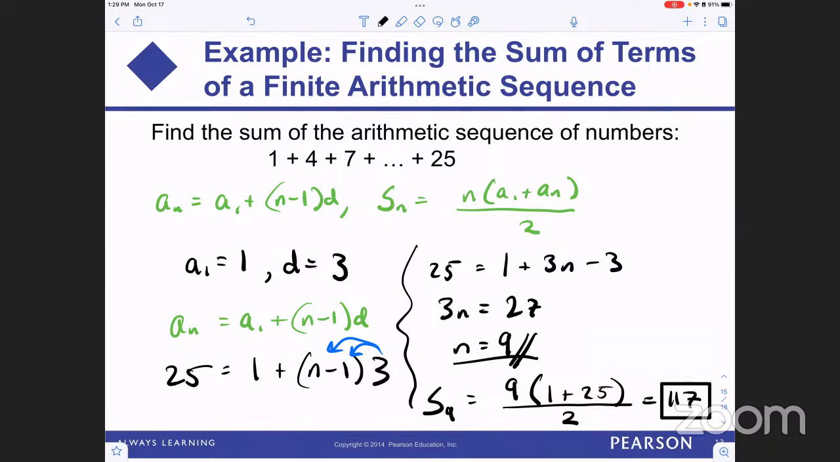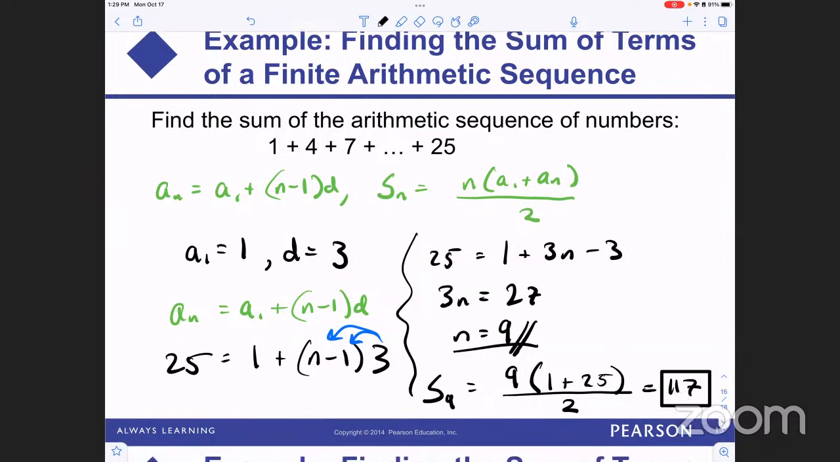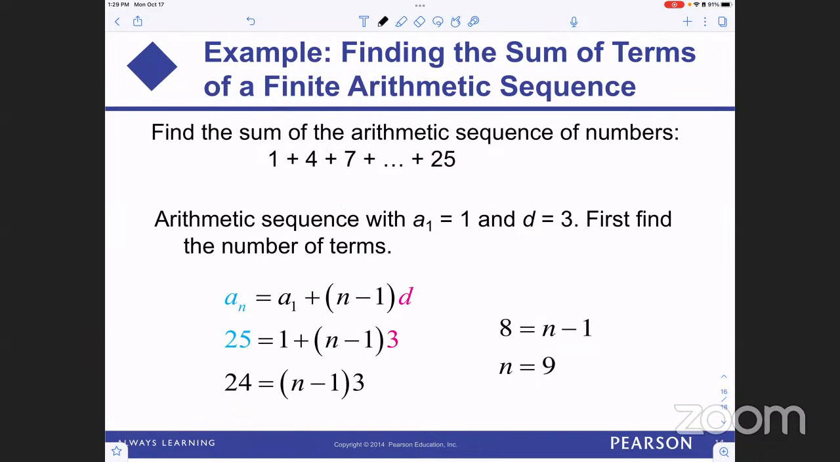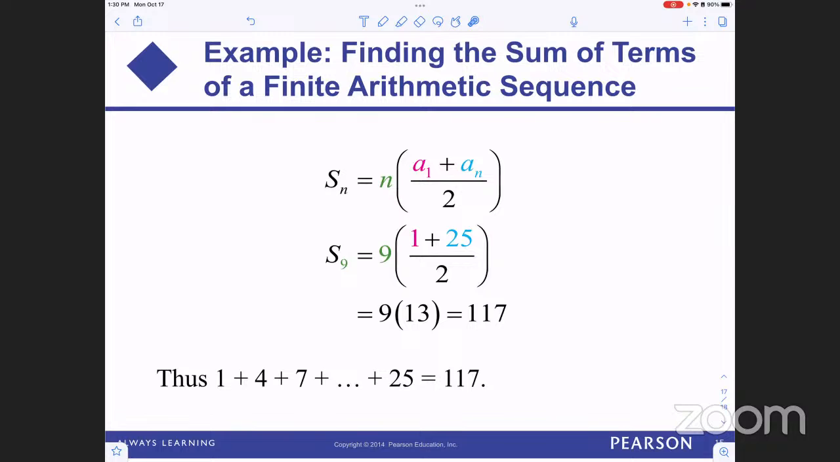All right. So we got 117. And so here's a typed version of what we experienced, right? Our arithmetic sequence where the first term is 1, the common difference is 3. First, find the number of terms. So we started with the nth term of an arithmetic sequence. We plugged in our nth term, and we plugged in our common difference, and we solved for n, and n was 9, right? So we had the same experience. We solved for n. Then we just plugged the different components into our finite sum: A1, an, and n, and you get 117.